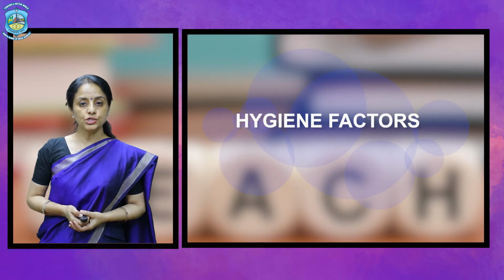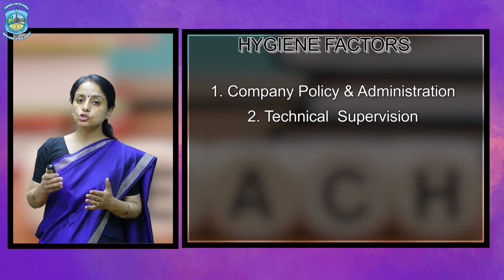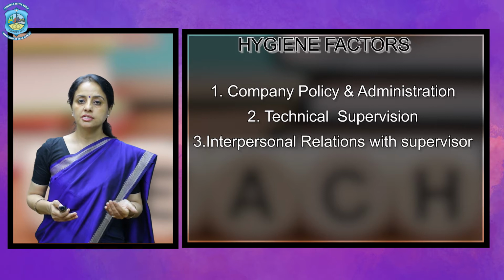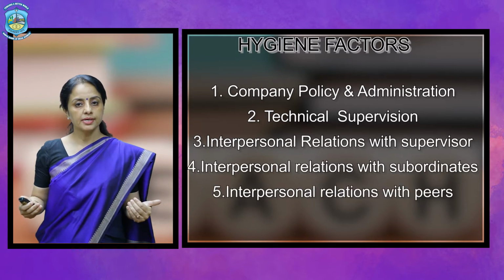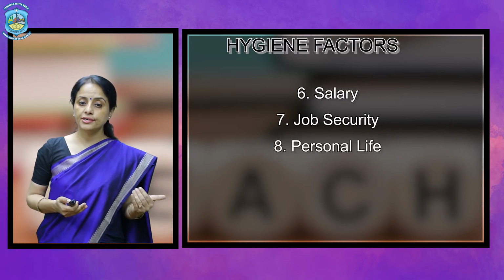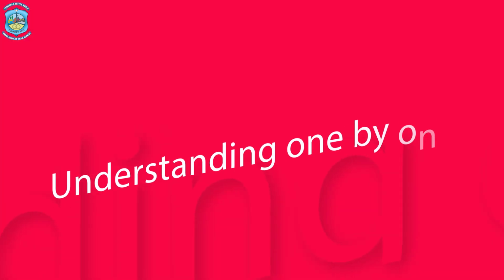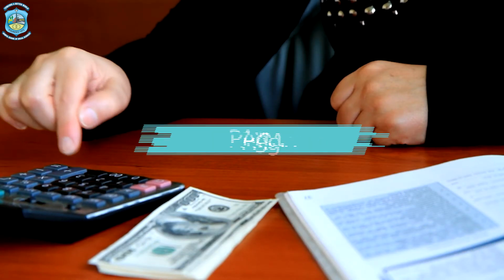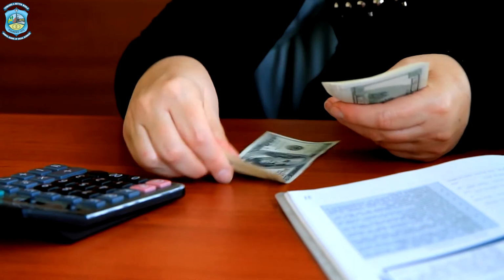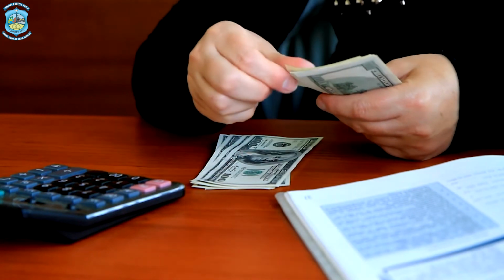Now looking at the hygiene factors first: company policy and administration, technical supervision, interpersonal relations with the superiors, subordinates and the peers, salary, job security, personal life, working conditions, status. Understanding one by one. Pay. The pay or salary structure should be appropriate and reasonable. It must be equal and competitive to those in the same industry and the same domain.